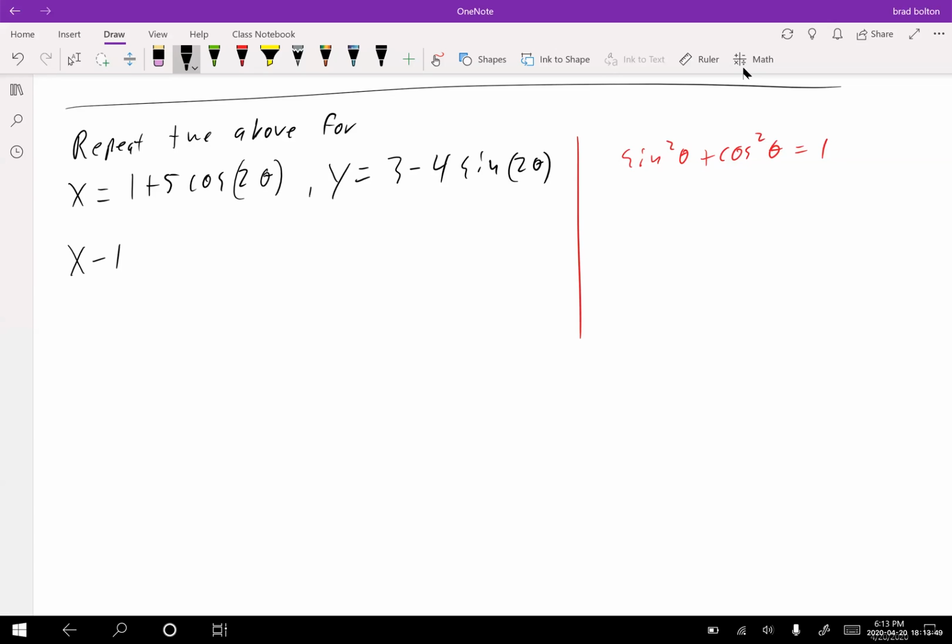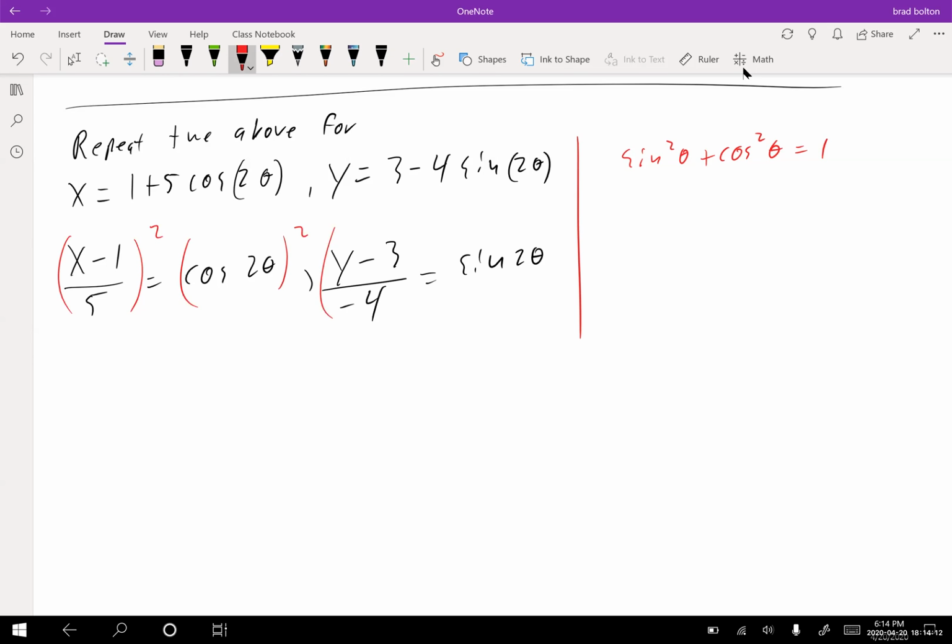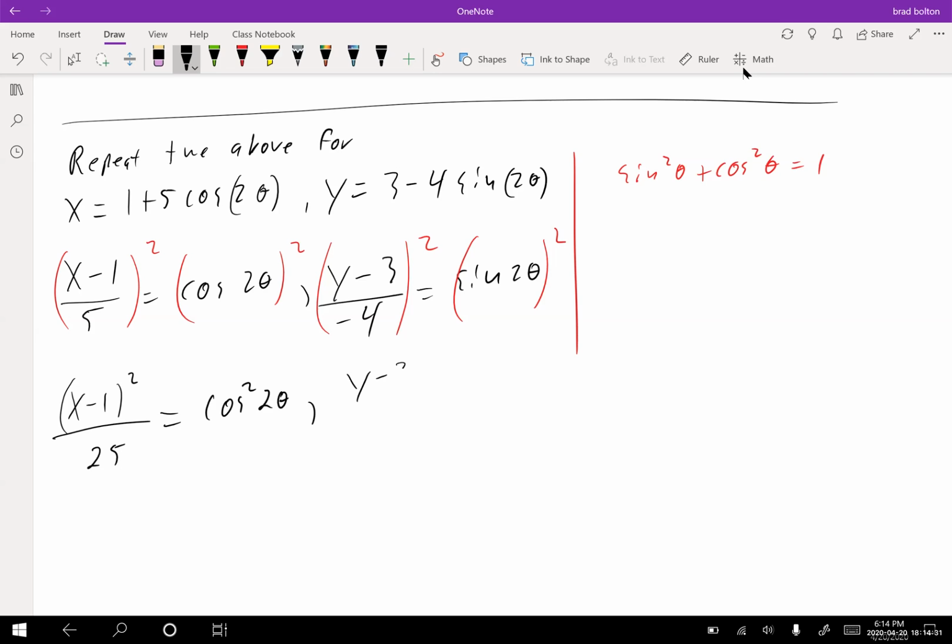So this becomes x minus 1 over 5 is equal to cosine of 2 theta. And this one becomes y minus 3 divided by 4 negative equals sine of 2 theta. Okay. So this is actually x minus 1 squared. Well, you know what? I'll square both sides ahead of time. I was going to go through another step, but I think you guys can get this. So then this will be x minus 1 quantity squared all over 25, that's equal to cosine squared 2 theta. And this one will be y minus 3 squared all over 16. The negative ended up not mattering. And this will equal sine squared 2 theta.